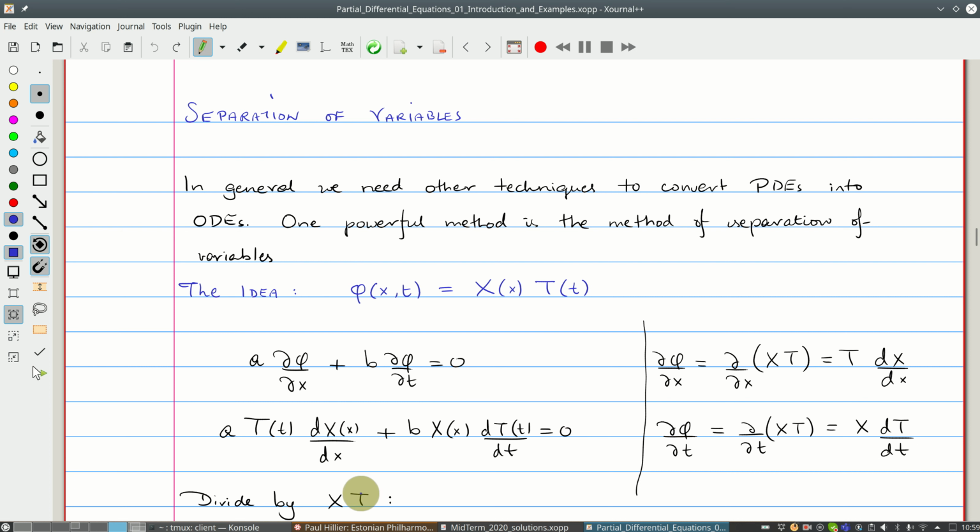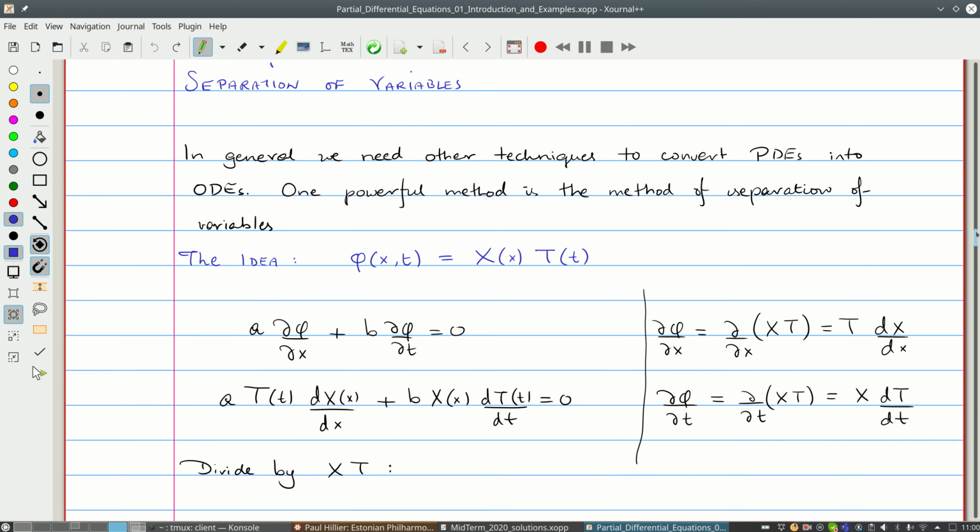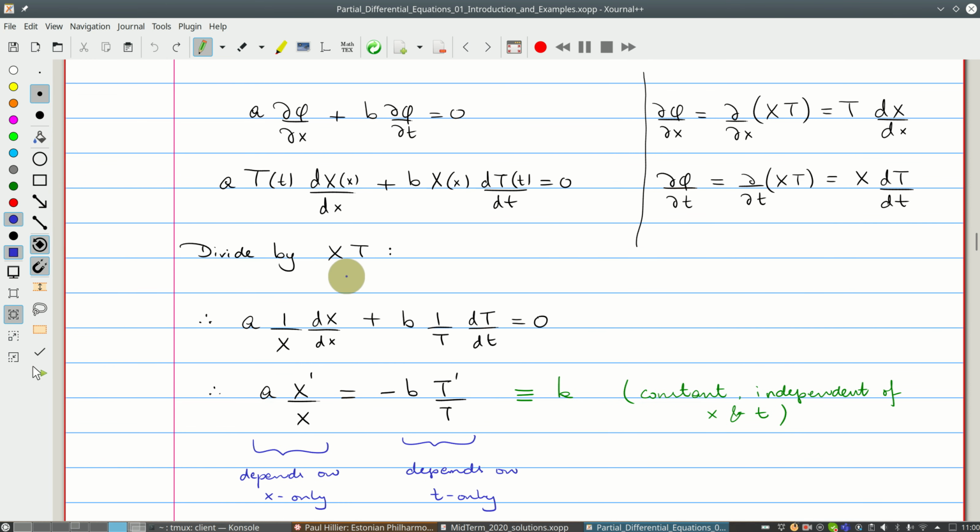Now we insert these into our PDE, and we get the following equation here. Now we're going to divide by phi, which is XT. If we divide by XT, what you end up with is a times 1 over X times dX by d little x plus b times 1 over T times dT by d little t, and that's 0. In other words, a times X prime over X, where I've just called these derivatives with the prime, is equal to minus b times T prime over T.